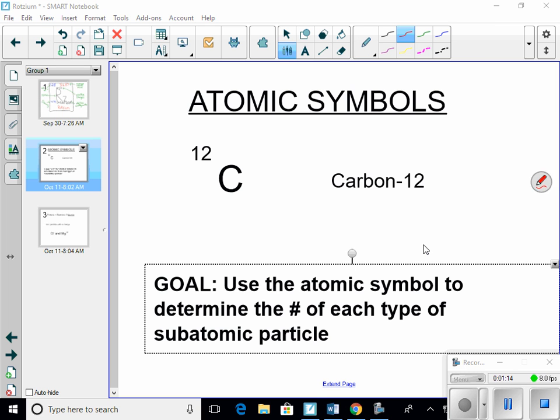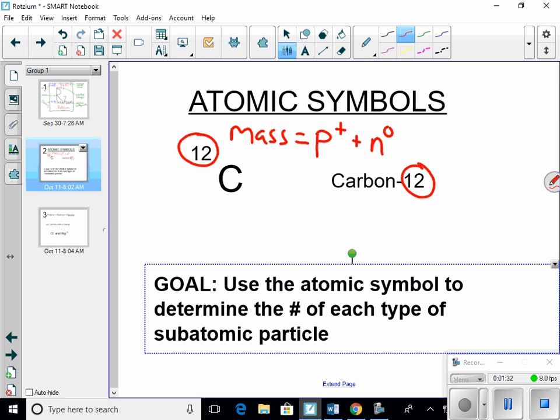This top number right here, which is the same as this number right here, is the mass of an individual atom. The mass of an individual atom is equal to the protons plus the neutrons. If you recall from last class, we did a reading guide, and one of the parts when we went over it is electrons' mass is really, really tiny compared to the mass of protons and neutrons. So small that we really don't even consider it in part of its mass.